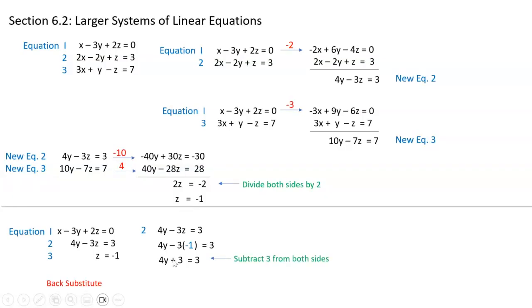I'm going to plug in the negative 1 for z and solve for y. Subtract 3 from both sides. It's going to give us 4y equals 0. Divide both sides by 4. It's going to give us 0. So my y is 0 and my z is negative 1.